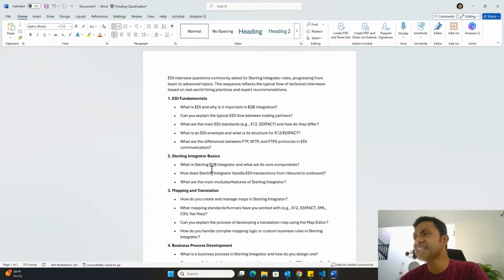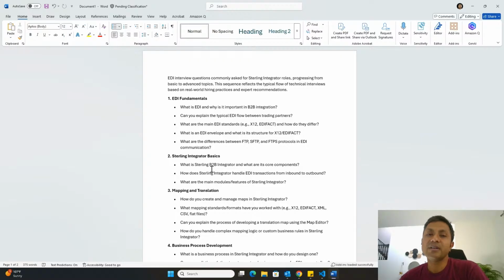Now, as a follow up to that same initial question, like what is EDI or define EDI or B2B integration, the next question is, can you explain a typical EDI flow between two different trading partners? So in here, they are expecting that you should be able to, at least on a very high level, explain what an EDI flow looks like.